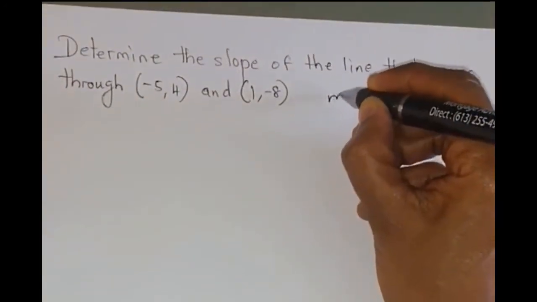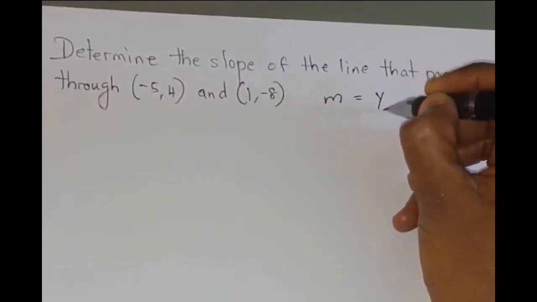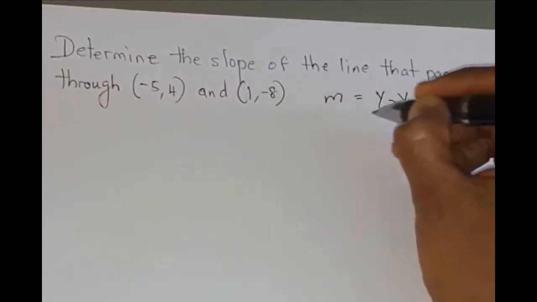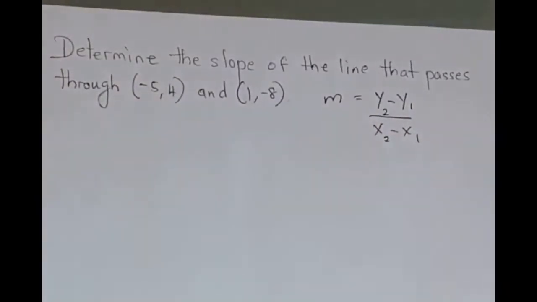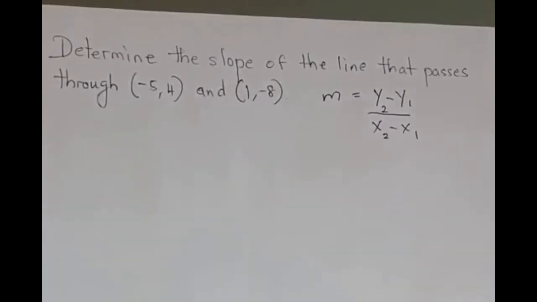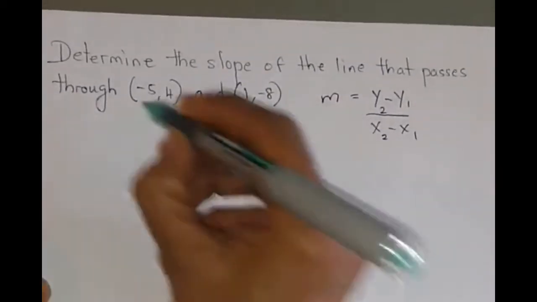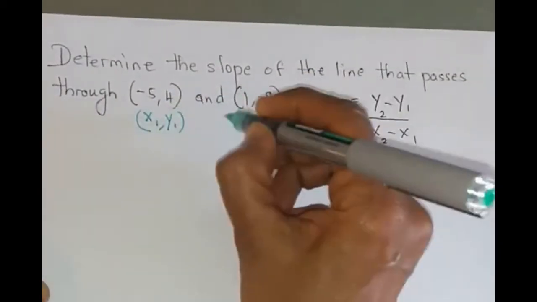m equals (y2 minus y1) over (x2 minus x1). Now what I'm going to do is label the 2 points, one of them as x1, y1 and the other one as x2, y2.